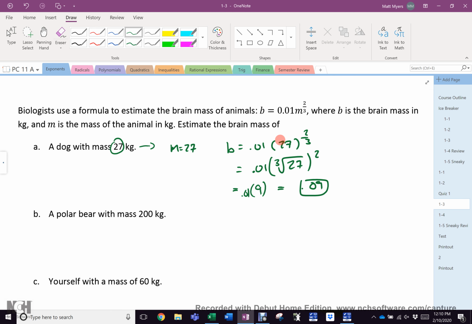Will the polar bear work out perfectly? Why not? 200 doesn't have a cubed root, does it? So we'd have to use the calculator for B. Does C work if you weigh 60 kilograms, which is 128 pounds?